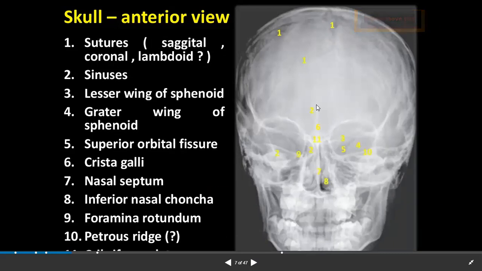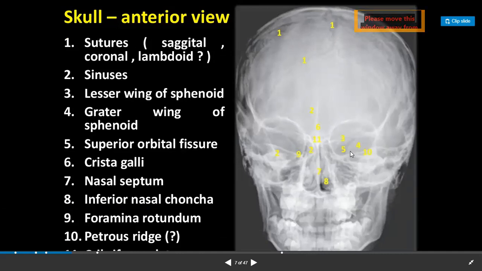Let us see some labeled structures over here. We are able to see the sagittal suture and the coronal suture. Behind, we will be able to see the lambdoid suture. We again have the paranasal air sinuses, the frontal. We will have the ethmoidal, number 2, which is all ethmoidal, and this is our maxillary air sinus, which is quite big.